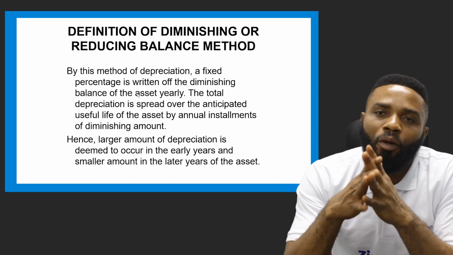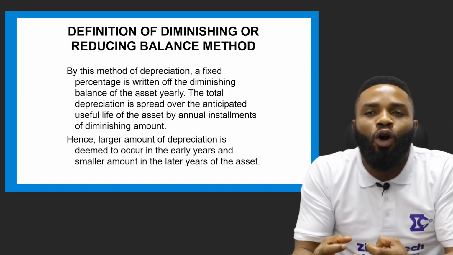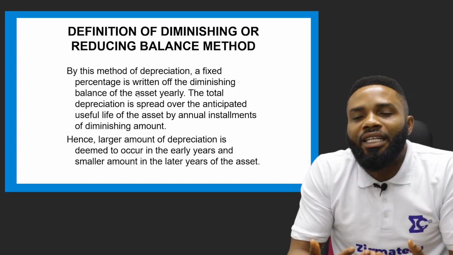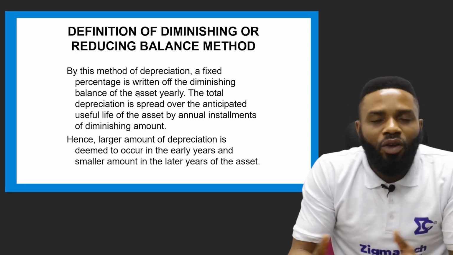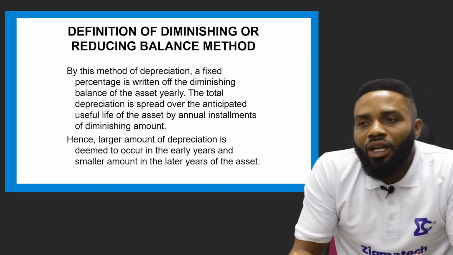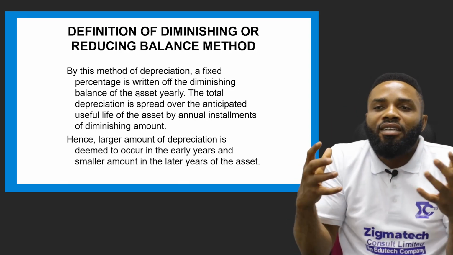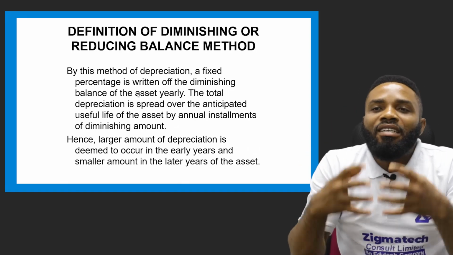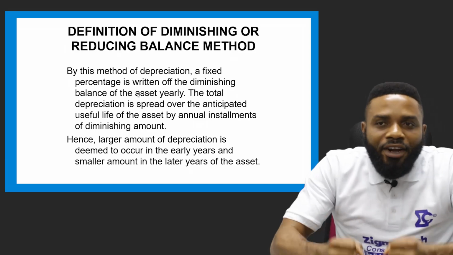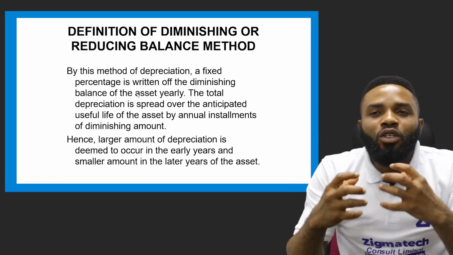So I said, hence, I say a large amount of depreciation is deemed to occur in the early years and a smaller amount in the later years of the asset. What are we saying here? We are saying that when you just got an asset, at that initial stage, the asset has everything it takes to generate the expected economic value. You know, the asset is still very strong. It's still very, very new to deliver.